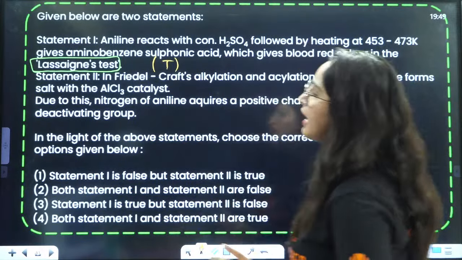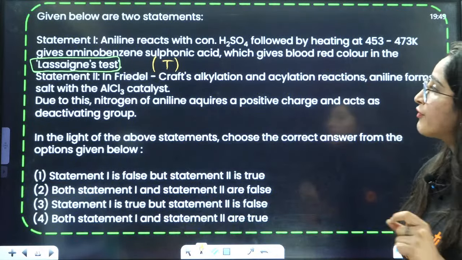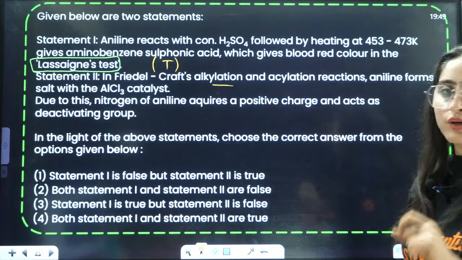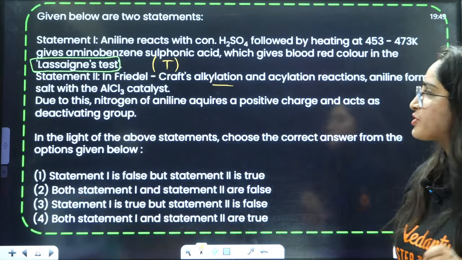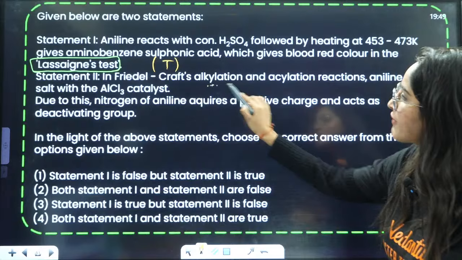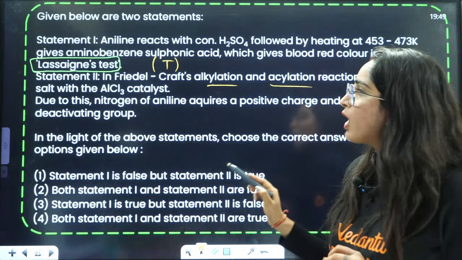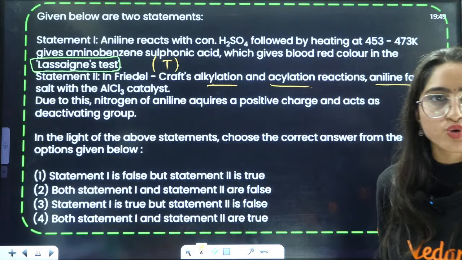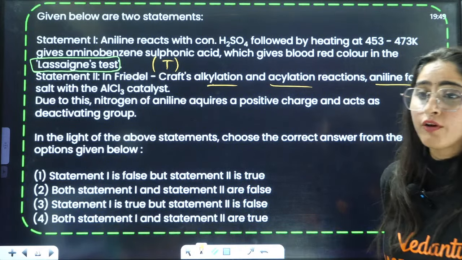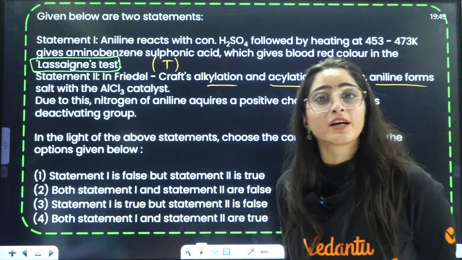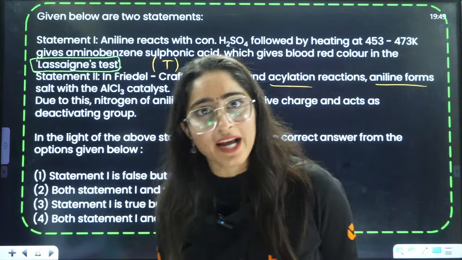Right? Now, next is in Friedel-Crafts alkylation. Right? Don't worry. We will do that in the practical chemistry. Right? So, in Friedel-Crafts alkylation and acylation reaction, aniline forms salt with AlCl3. Is this true? Yes, that is why we were saying that it does not give Friedel-Crafts alkylation or acylation reaction.